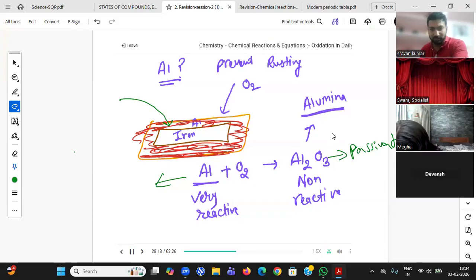Okay, non-porous, very good. Right word, non-porous. Why not use tin, sir? Because tin coating prevents iron from rusting, right?